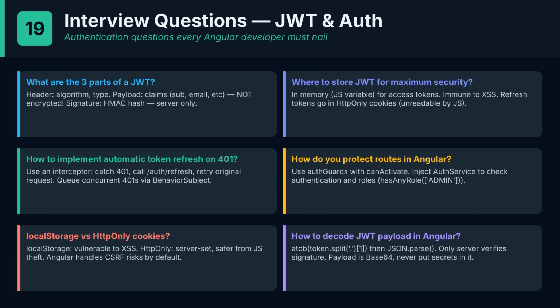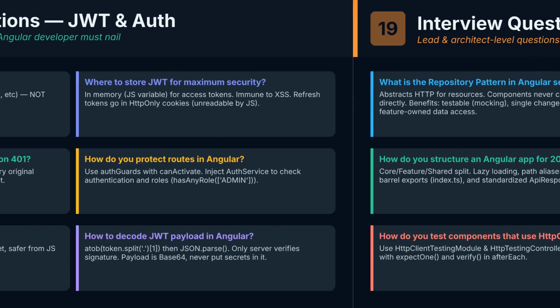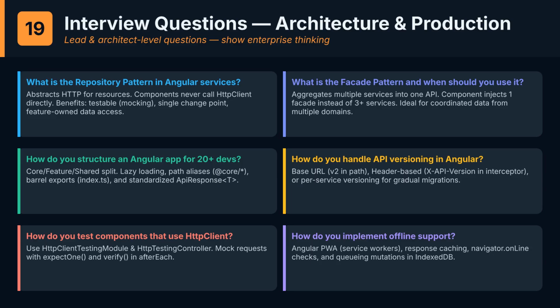In JWT and auth, be able to describe the 3 parts of a JWT and explain the secure storage strategy: access tokens in memory and refresh tokens in HTTP-only cookies. You should also know how to implement automatic token refresh and route protection. For architecture and production readiness, understand the repository and facade patterns. Know how to structure a large Angular application and the methods for handling API versioning and testing components using HttpClientTestingModule.